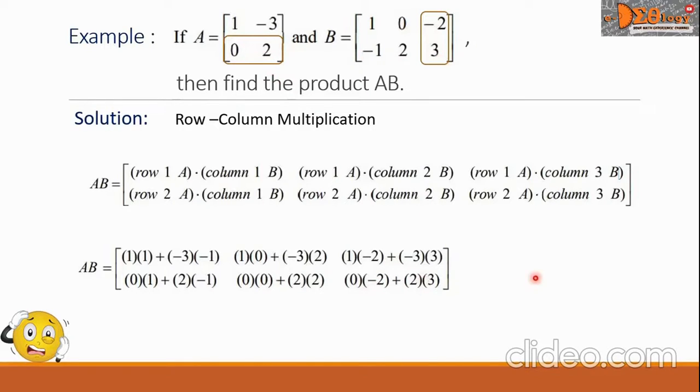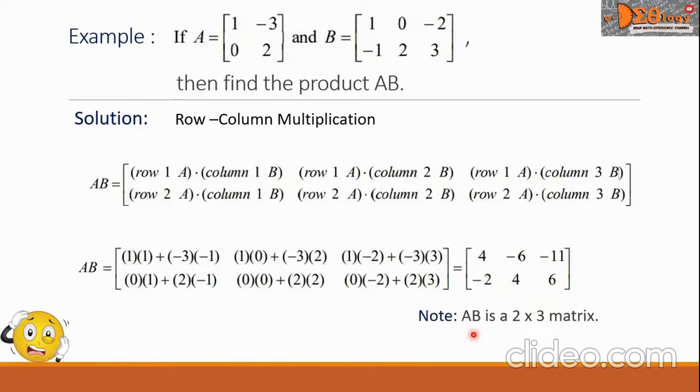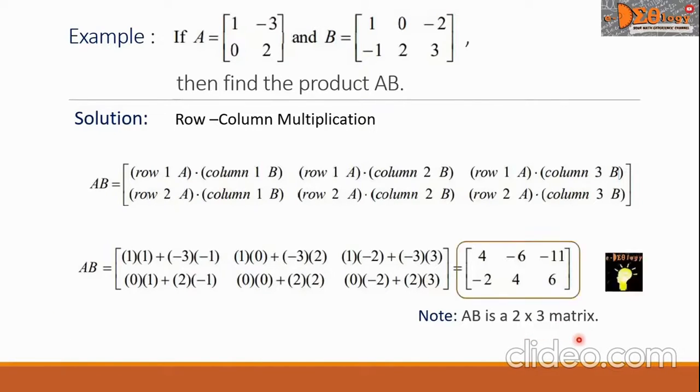And from here, we will simplify the numbers. The first element becomes 4. The second element here is -6. The third element is -11. This element is now -2. The element becomes 4. And the last element here is positive 6. Note that the product AB is a 2 by 3 matrix. This is the final answer.